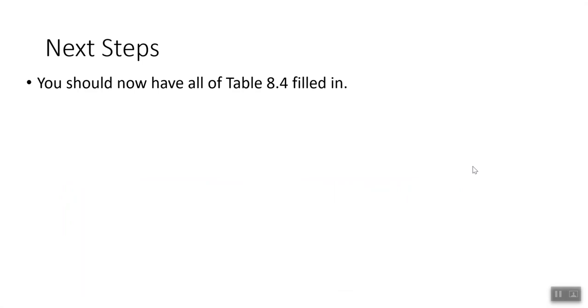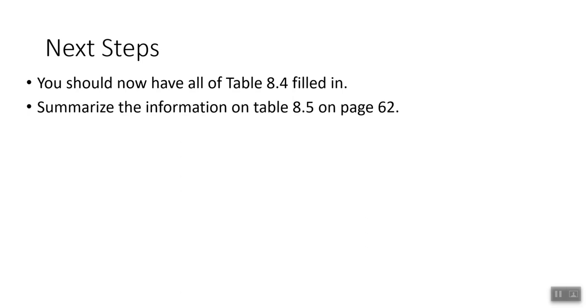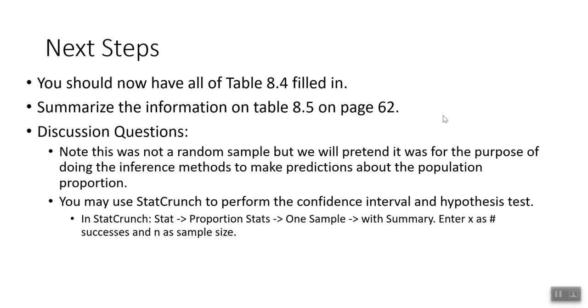The next steps, you should now have all of table 8.4 filled in. And you should be able to summarize the information in table 8.4 onto table 8.5 on page 62. So go ahead and fill in all the information in table 8.5. Then you should be able to answer the discussion questions. Keep in mind that this was not a random sample, but we will pretend it was for the purpose of doing the inference methods to make predictions about the population proportion.